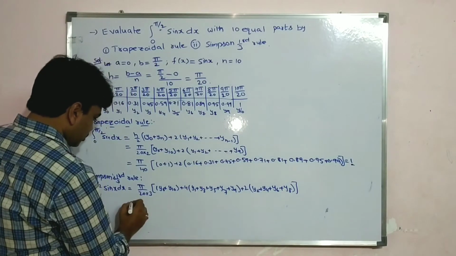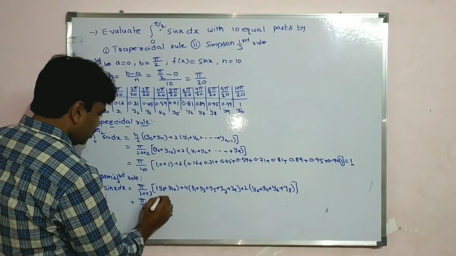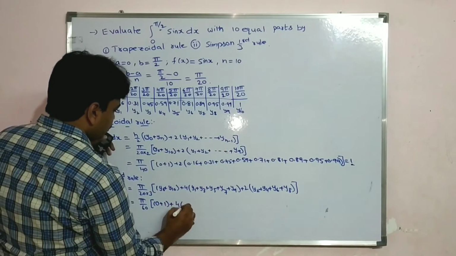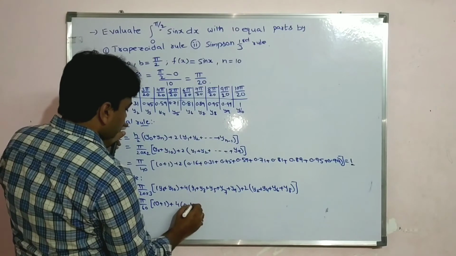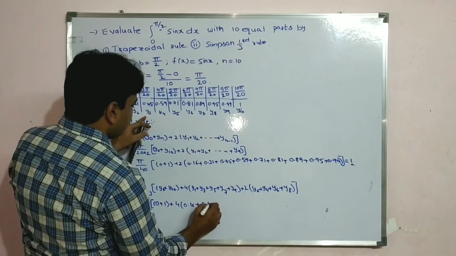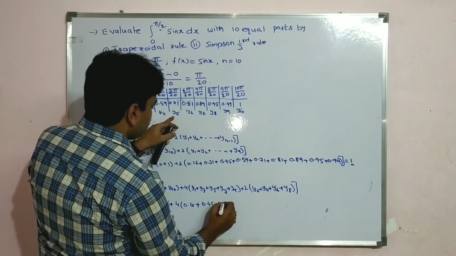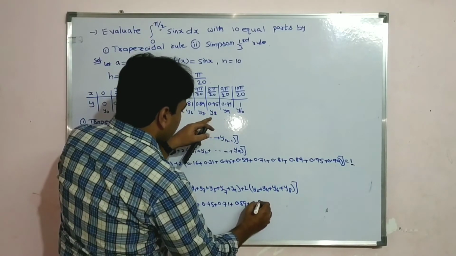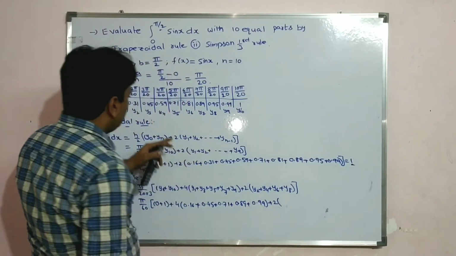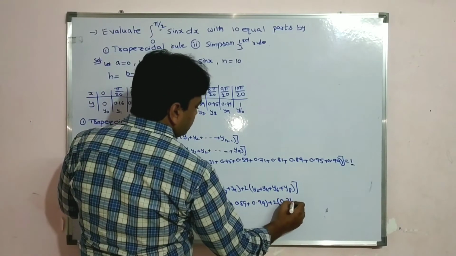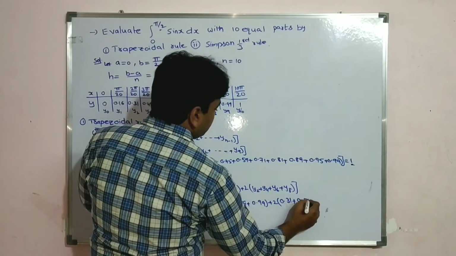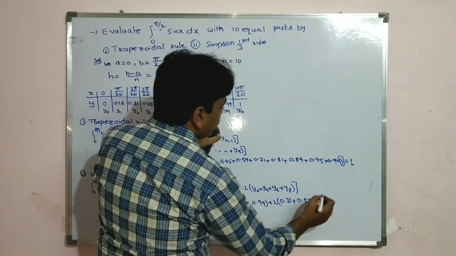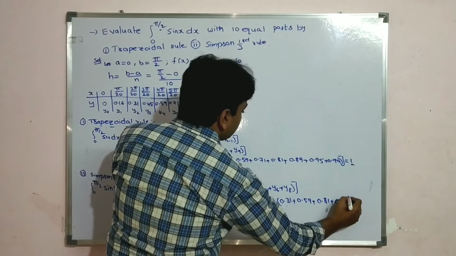Okay students, so that is equal to pi by 60 into y0, 0, plus y10, 1, plus 4 into y1, 0.16, plus y3, 0.45, plus y5, 0.71, plus y7, 0.89, plus y9, 0.99, plus 2 into the even terms: 0.31 plus 0.59 plus y6, 0.81, plus y8, 0.95. Bracket close, again bracket close.